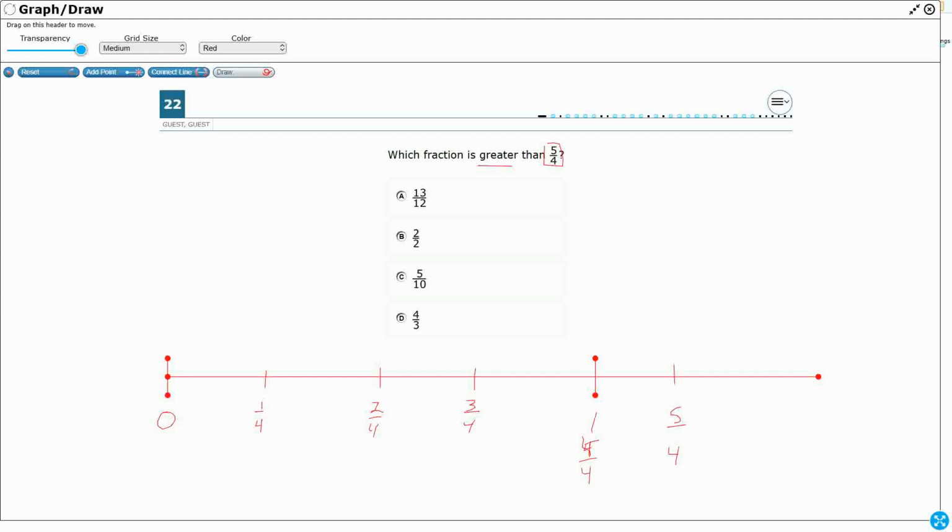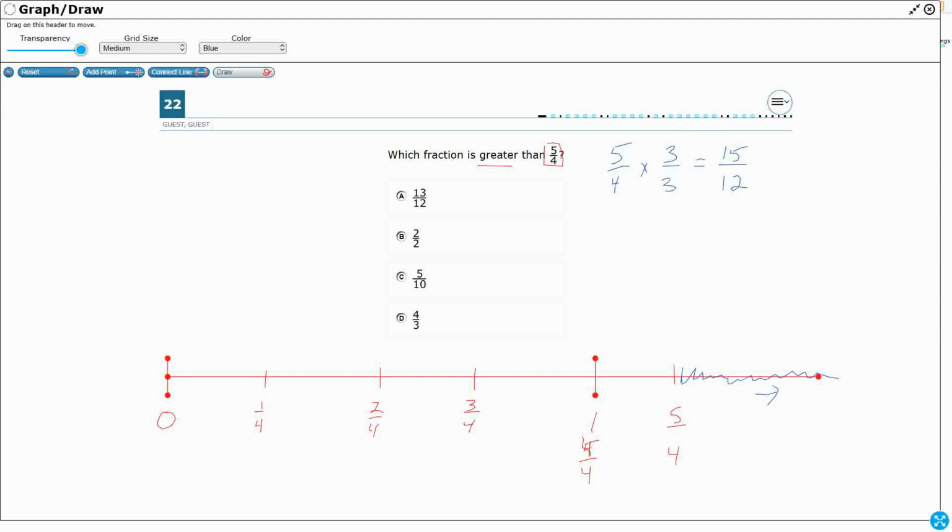Okay, so we're looking for something that is going to be greater than this. So something that is on this line here or greater. So let's take a look. 13/12. Oof, 13/12. Let's see if we can make these fourths look like 12ths, okay? So I'm going to take my 5/4, and I want to generate an equivalent fraction to make 12ths. I know 4 times 3 makes 12. And so that's going to be 15/12.